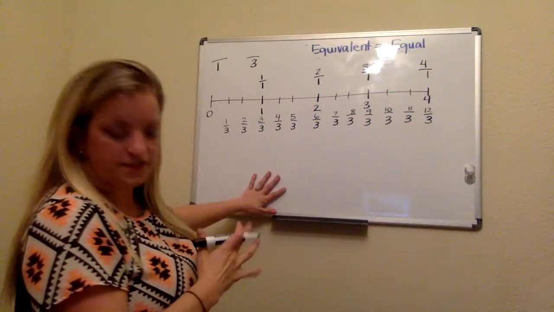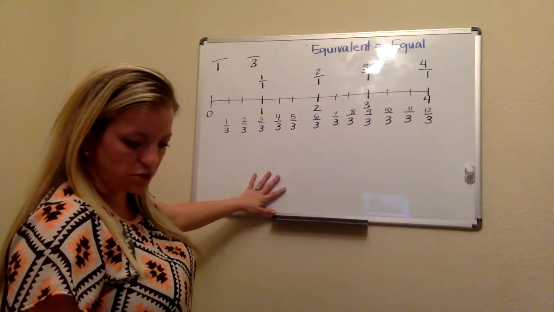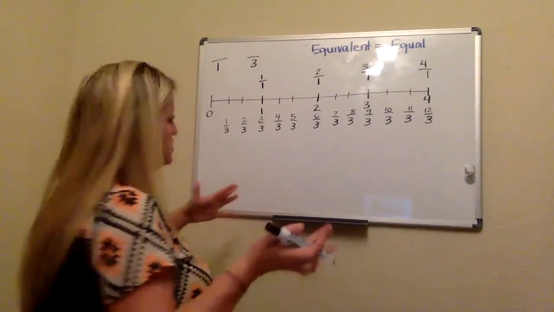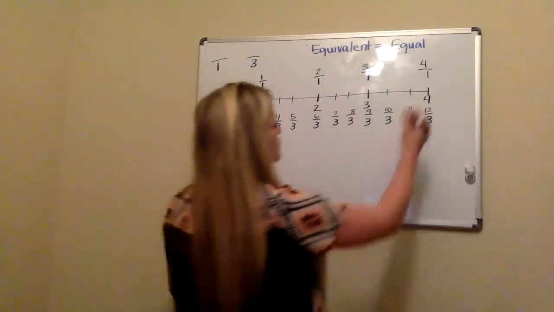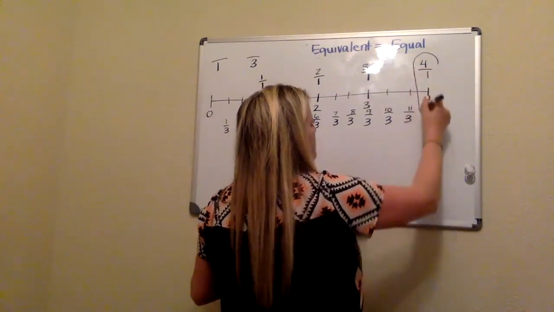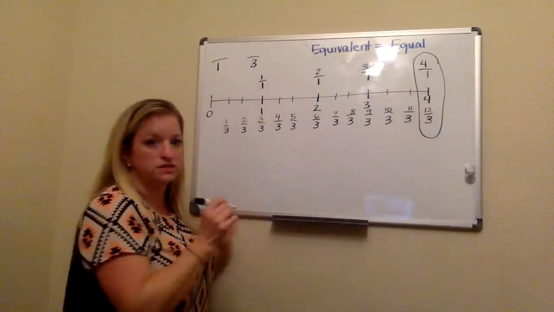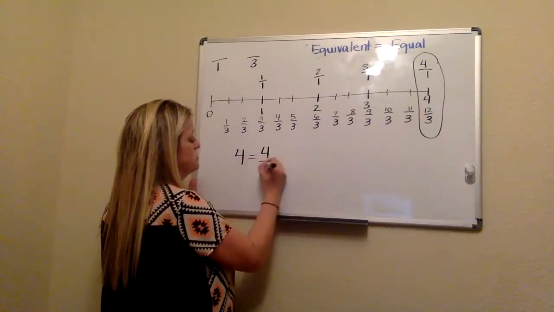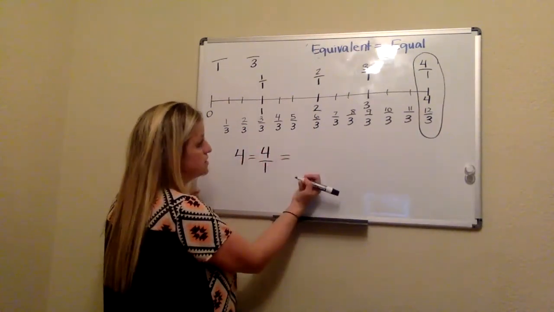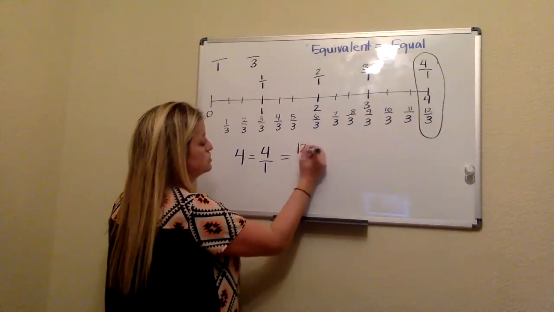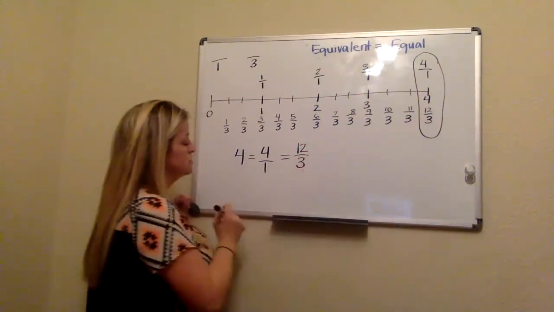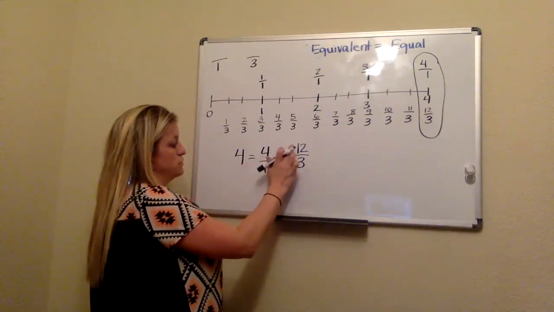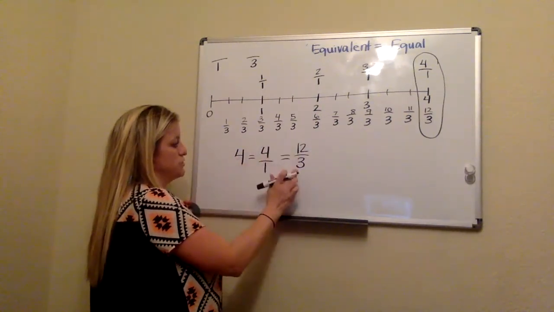So I did exactly what they asked, right? 2 fractions equivalent to 4 using the denominators of 1 and 3. So my answer would be, I'm going to look over here because it was talking about 4. It wants to know what 4 is. So 4 is equivalent to 4 over 1, and it's also equivalent to 12 over 3. If I do 3 times 4, it equals 12. 12 divided by 4 is 3.